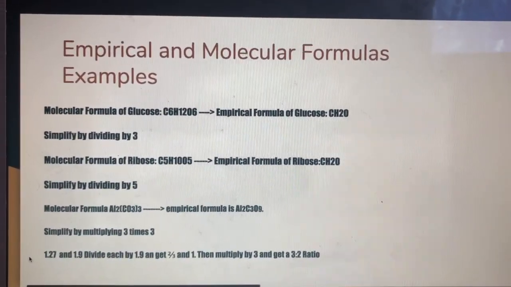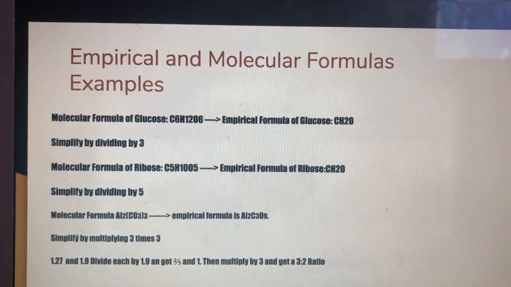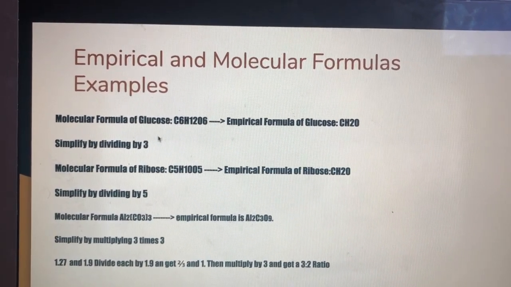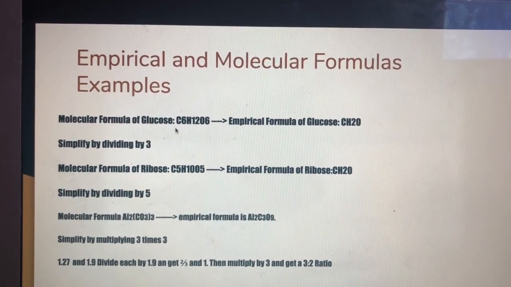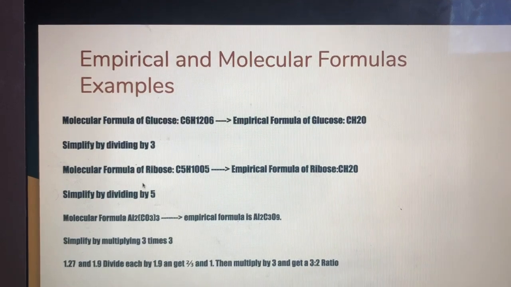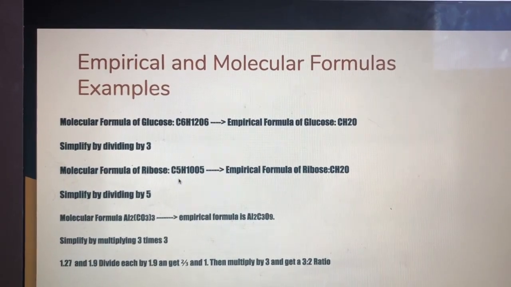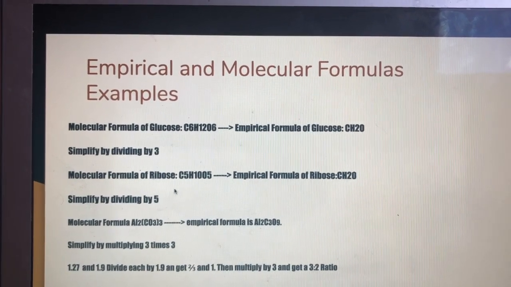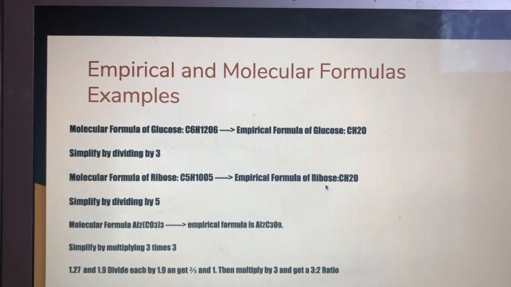So examples: glucose, C6H12O6. You divide by 6, and then you get CH2O. And then this one, C5H10O5. You divide by 5, and then you get CH2O as well.